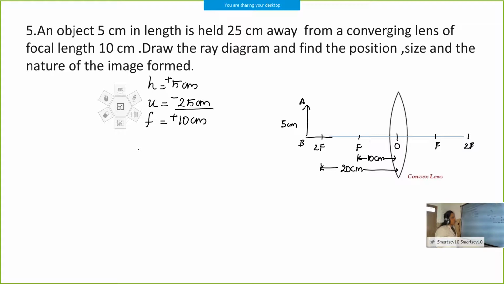So as you know, when the object is kept beyond 2f, where we expect the image to be formed between f and 2f, isn't it? And as you know, the image will be slightly diminished. These all things you know. So you can draw an image between f and 2f.